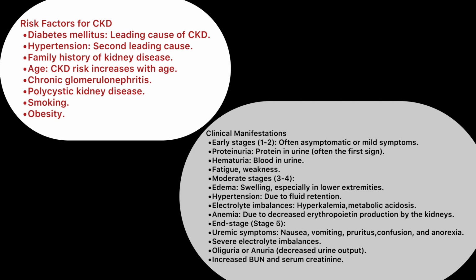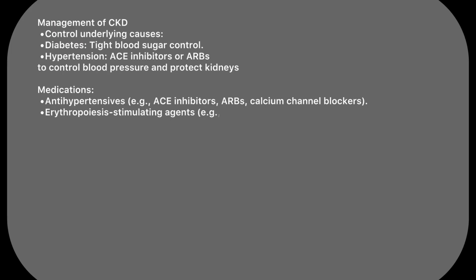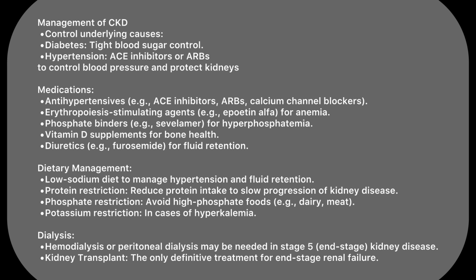And the clinical manifestations of CKD in the early stage, or CKD stage 1 and stage 2, are often asymptomatic or mild symptoms. Then proteinuria, hematuria, fatigue, weakness. In the moderate stage, there is edema, swelling, especially in lower extremities, hypertension, electrolyte imbalances, anemia. In the late stage, there are uremic symptoms, severe electrolyte imbalances, oliguria or anuria, and increase in blood urea nitrogen and creatinine level.